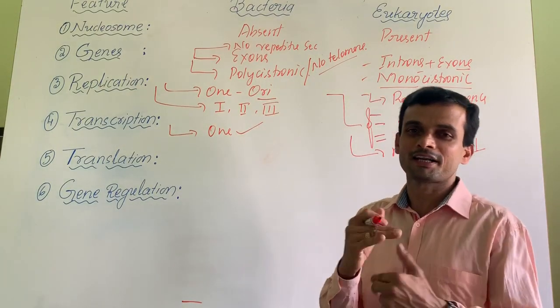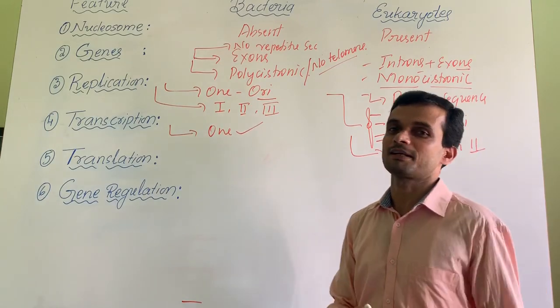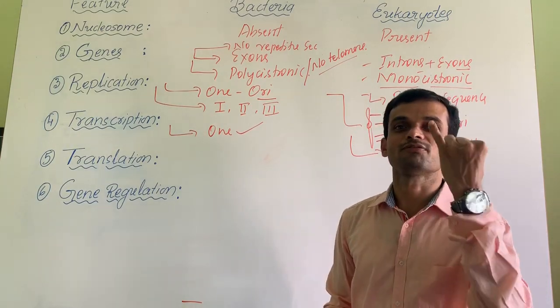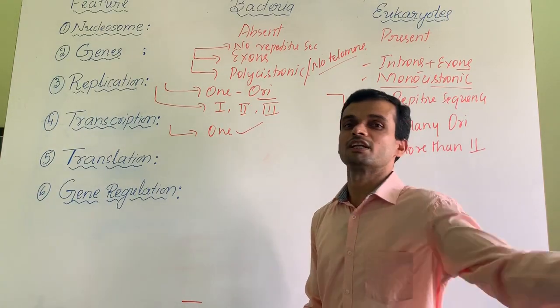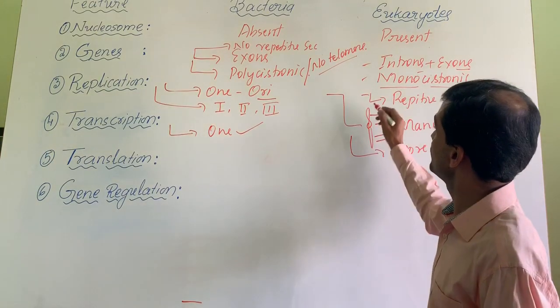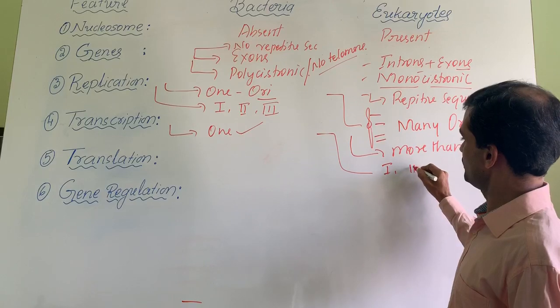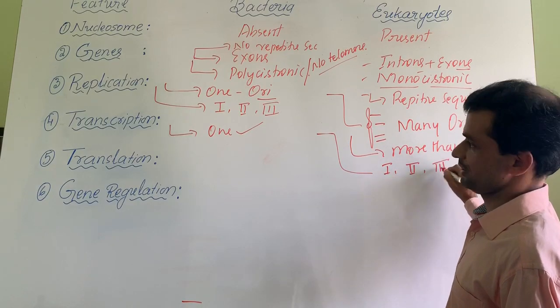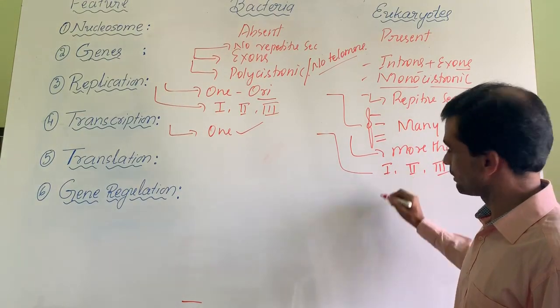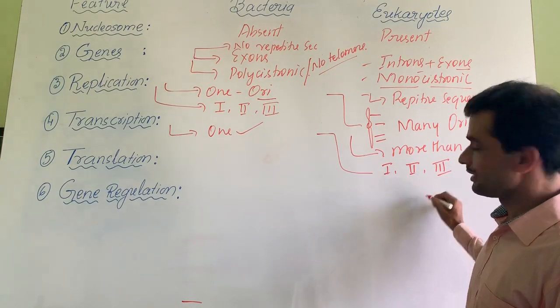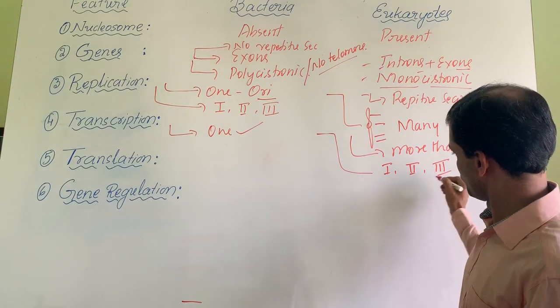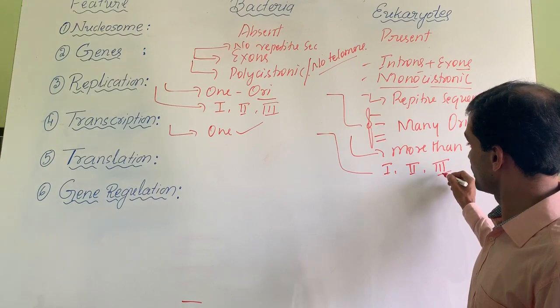Bacteria have only one RNA polymerase. One single RNA polymerase catalyzes the synthesis of rRNA, mRNA, tRNA. No clear-cut division of labor. Whereas here in eukaryote, there are 3 RNA polymerases: RNA polymerase 1, RNA polymerase 2, RNA polymerase 3. Each catalyzes the synthesis of rRNA, mRNA, tRNA. And there are a few more things with respect to the function of RNA polymerase 3.